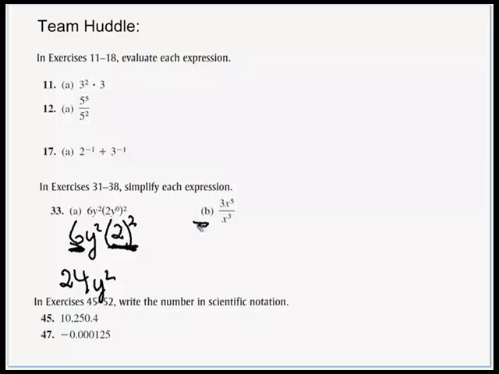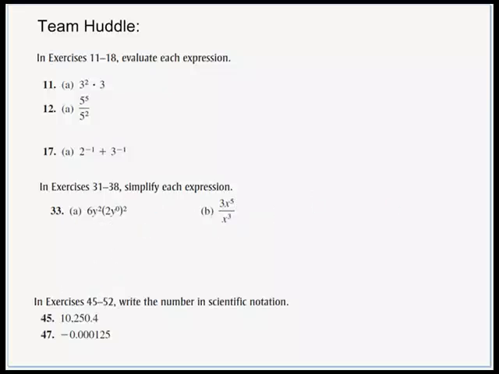All right, letter B. We have 3x to the 5th over x to the 3rd. There's no number down here in front of the x to the 3rd besides that 1, so the 3 is going to stay put. We are dividing like bases, so we keep the same base x, subtract the exponents. 5 minus 3 is 2. 3x squared.